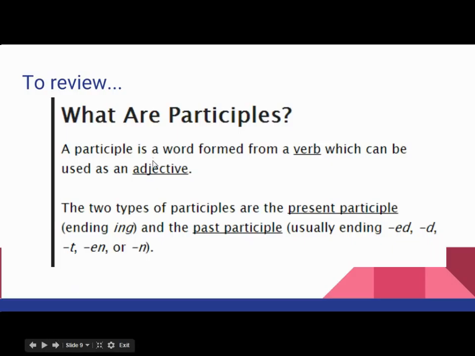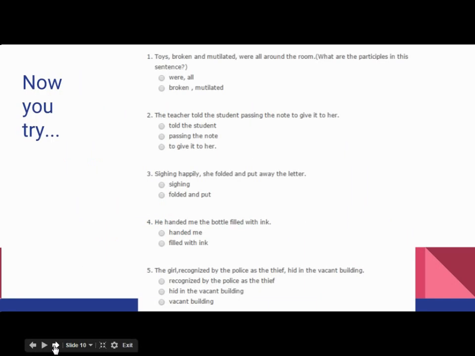So what are participles? A participle is a word formed from a verb which can be used as an adjective. The two types of participles are the present participle ending in ing and the past participle usually ending in ed, d, t, en, or n. Now you try. Try to find the present or past participles.